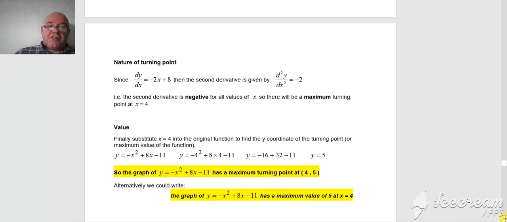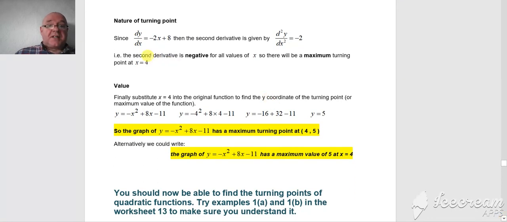To find its nature, you must again go to the second derivative. So because the first derivative is that, when you differentiate it again to get the second derivative, you get negative 2. Again, you're not really interested in the actual value of that. We couldn't care less if it was negative 2 or negative 3 or negative 4. What's important is that it's negative. It's less than 0. So therefore, we've got a maximum turning point.